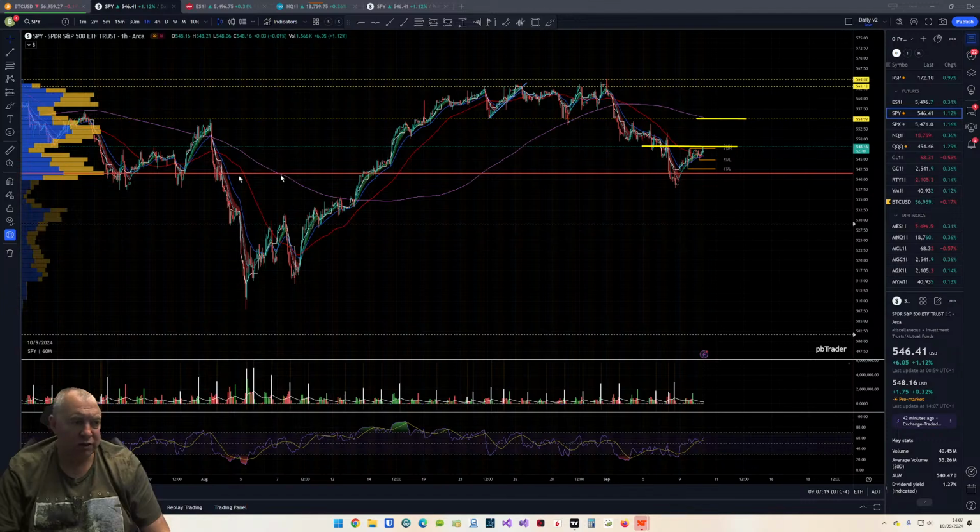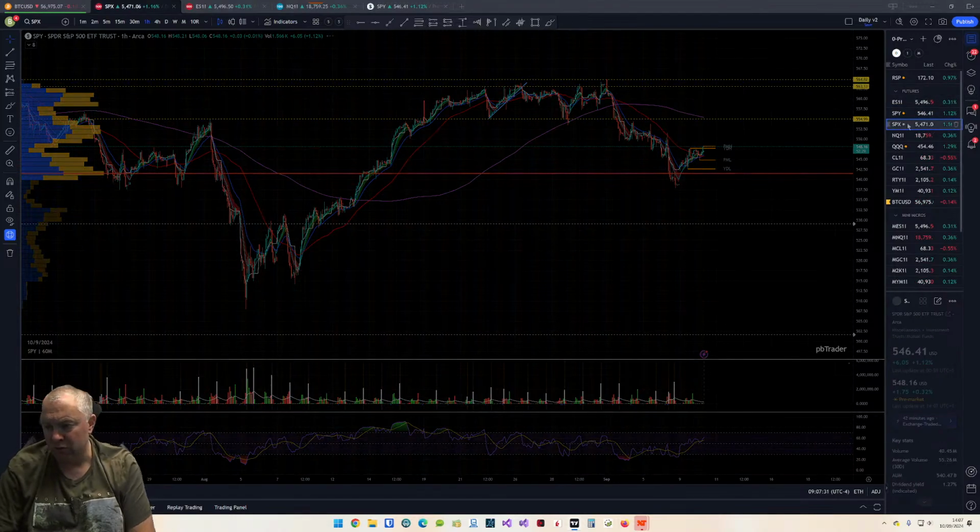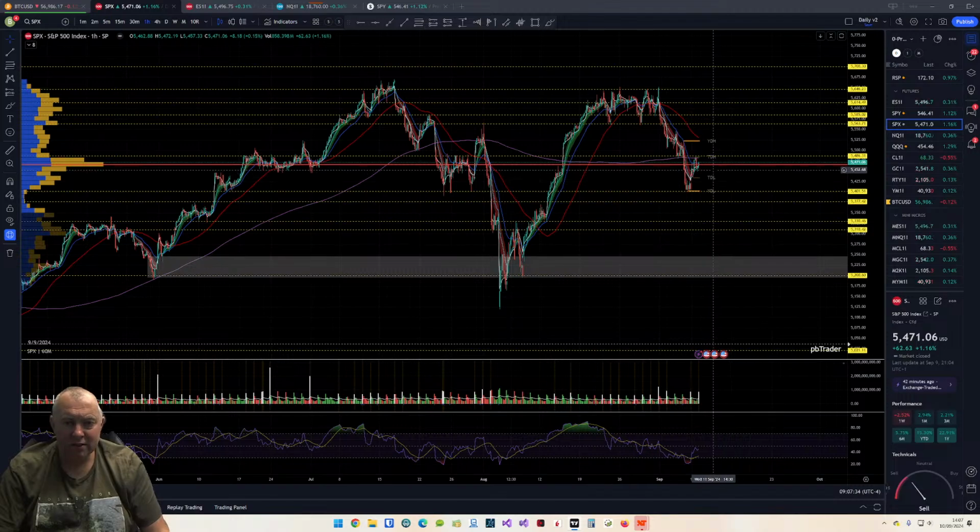And then we can watch this point of control area down here. So 540, 541 for a bounce as well. So they're the three areas I'm watching on SPY. But I'll mainly be using ES for my longs or shorts. SPX.